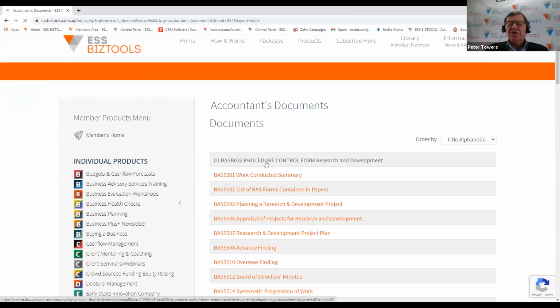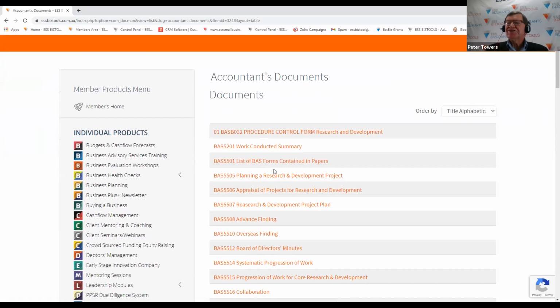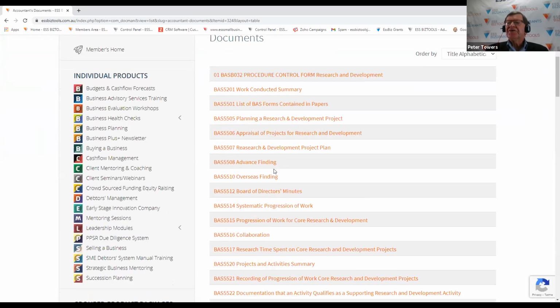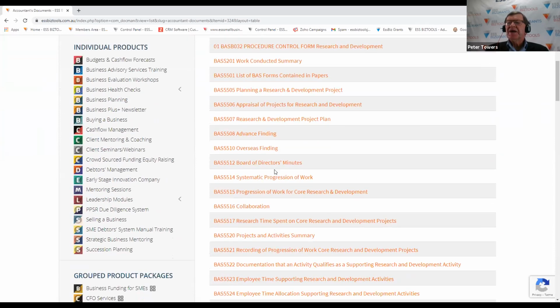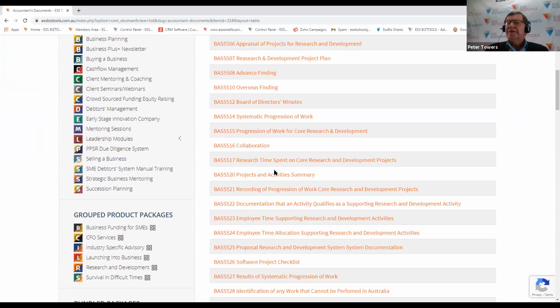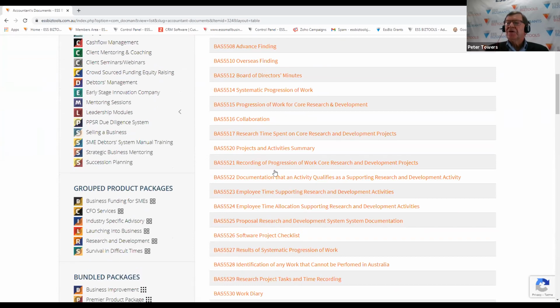The procedure control form takes you right through the whole system. We have a range of papers, and I'm going to go through these so you can see them. The BAS is Business Advisory Services. That's the forms, which will help you with the overview of the material.